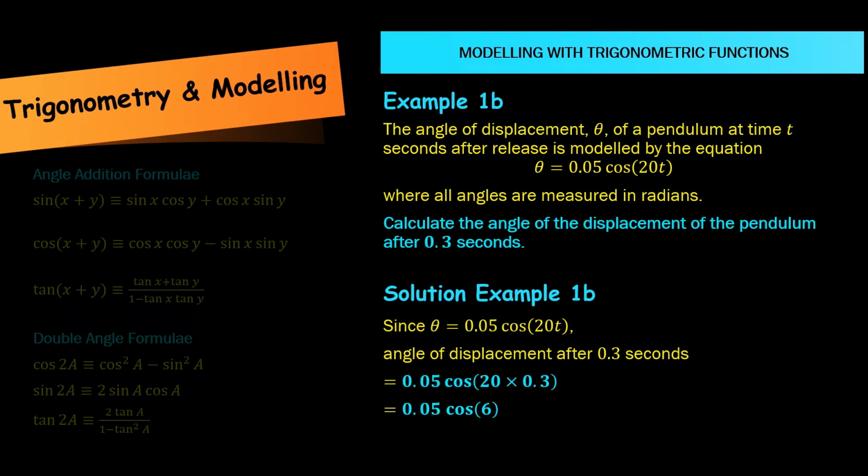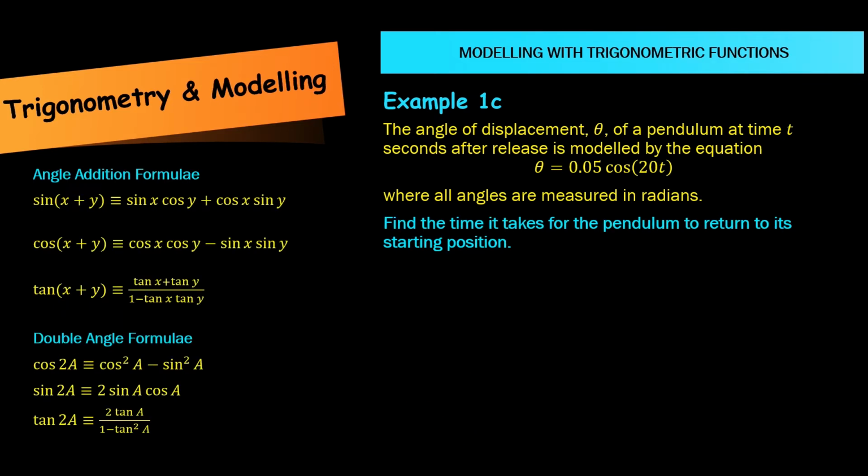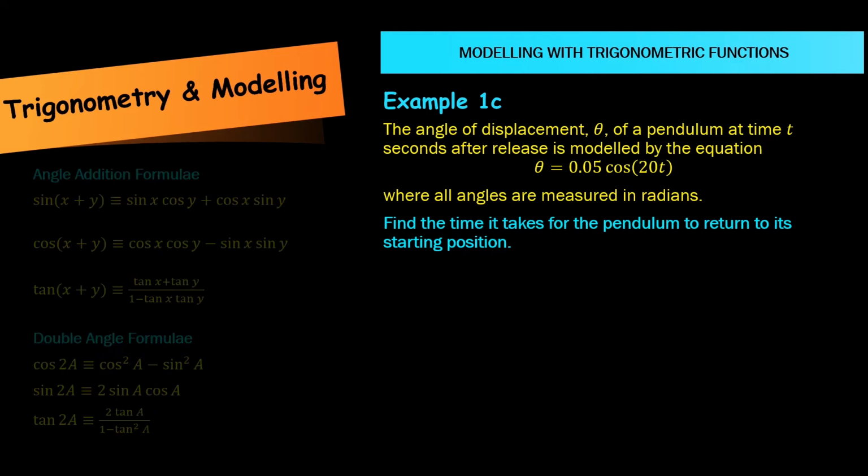And this is equal to 0.05 times cos 6, which is equal to 0.048 radians. Now let's take a look at part C. We are required to find the time it takes for the pendulum to return to its starting position. So let's solve this.